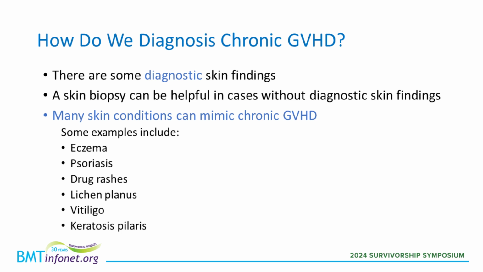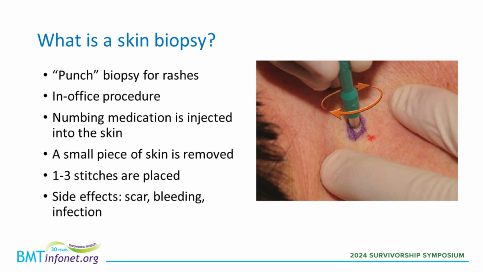And just to note, some of the skin conditions that can sometimes mimic chronic graft-versus-host disease are conditions that you might have heard about: eczema, psoriasis, sometimes certain drug rashes. Lichen planus of the skin, vitiligo, keratosis pilaris, even sometimes nutritional deficiencies. And to complicate matters, we can often have graft-versus-host disease along with something else. So it's very important to look closely at these rashes.